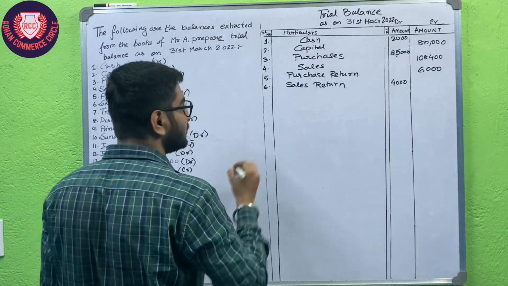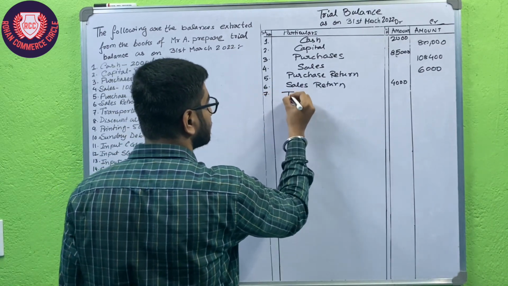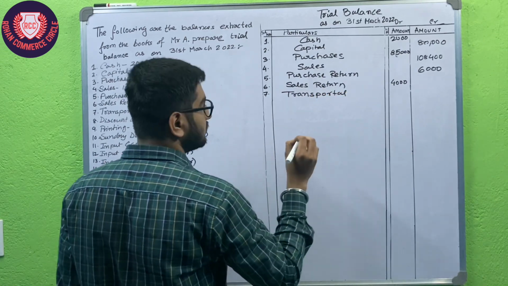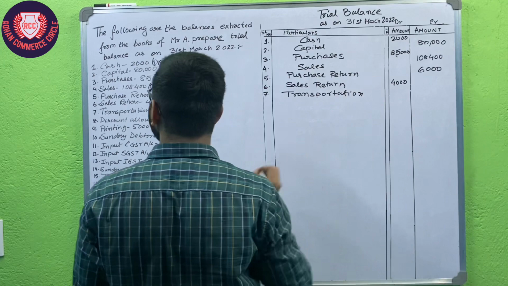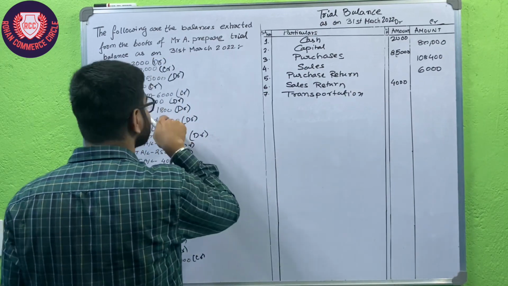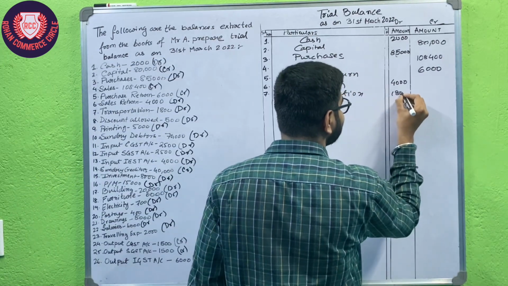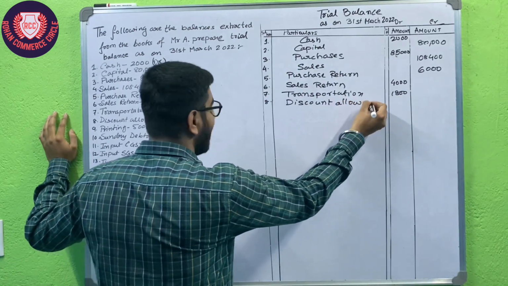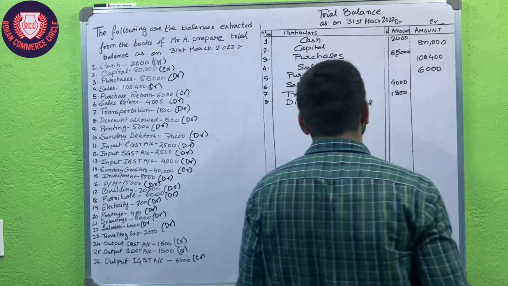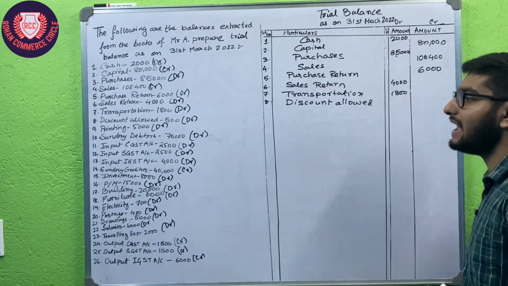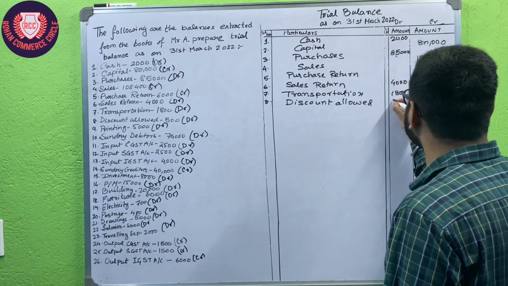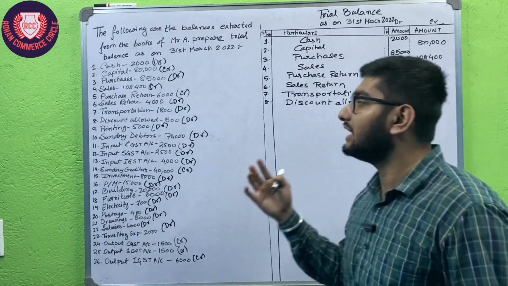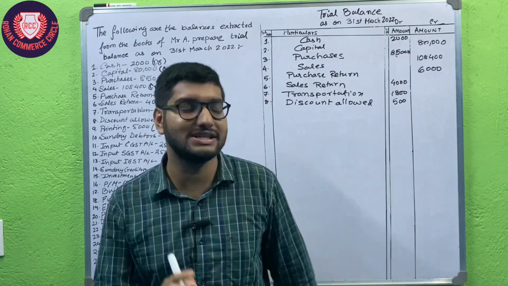Next is transportation. So transportation, you have a debit balance, it is an expense, so 1,800 is a debit balance. Next is discount allowed, we have basically a debit balance, students. Why does discount allowed have a debit balance? Because discount allowed is basically an expense. We have just given the discount, so that's why it's an expense.